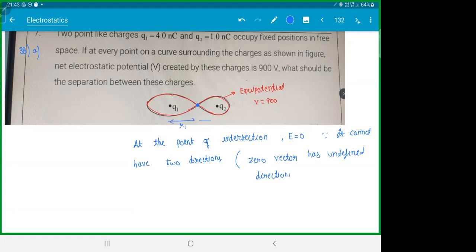Then question got over. Let this be R1. Let this be R2. Field is equal: KQ1 by R1 square is equal to KQ2 by R2 square. That is equation 1. Potential is scalar quantity: KQ1 by R1 plus KQ2 by R2 is 900. Two equations, two unknowns. You'll get the answer from there. He's asking you R1 plus R2. Please check the steps.